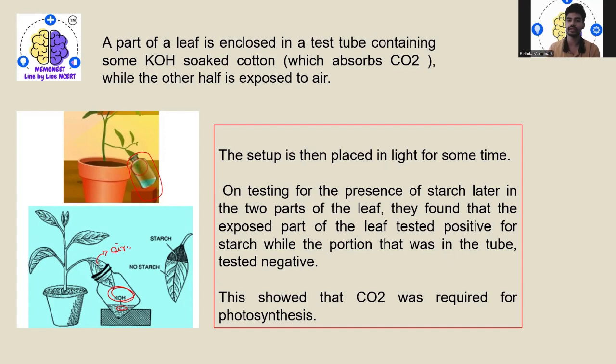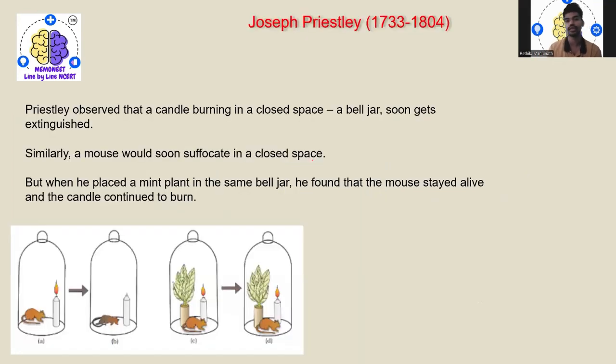Right. So the setup is then placed in light for some time, that is, in sunlight. On testing for the presence of starch later in the two parts of the leaf, they found that the exposed part tested positive for starch, while the portion that was in the test tube or flask tested negative. So this shows that CO2 was required for photosynthesis. One thing was very clear, that even carbon dioxide is required for photosynthesis.